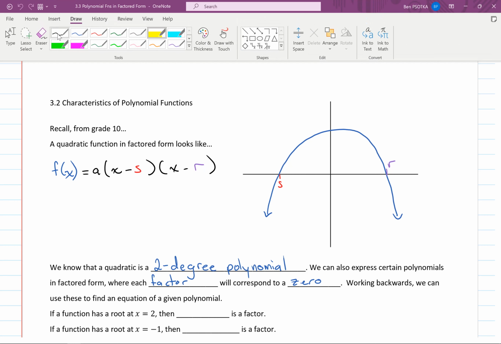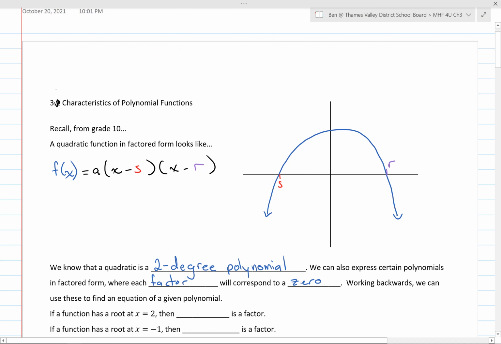Today's lesson, although it says 3.2 at the top, it is 3.3. And it's polynomial functions in factored form. That's what we're looking at right here.